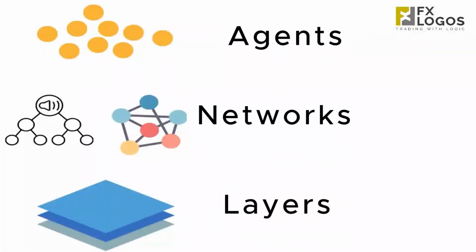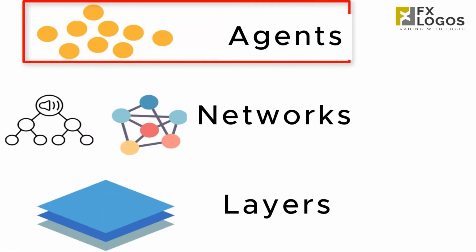There are three types of structures: agents, networks, and layers. Agents can interact with each other or independently.